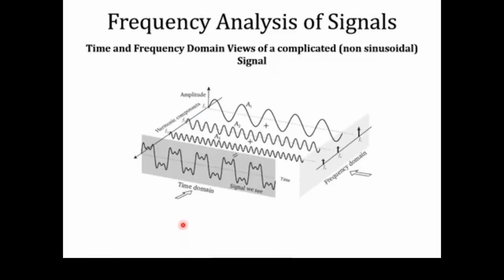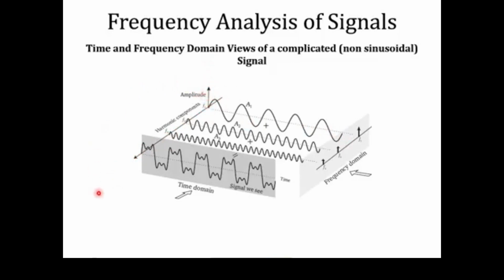Now let's take a look at both time and frequency domain views of a given non-sinusoidal signal. Basically, this is a 3D diagram, or this diagram has three axes. The time axis, which is indicated by a dotted line. The second axis is the frequency axis, which is this one. And the third axis is the amplitude axis, which is this one.